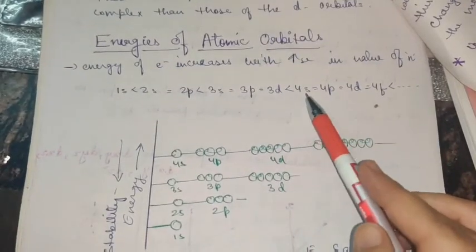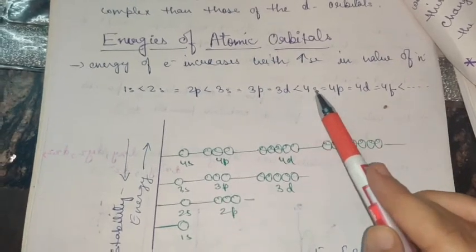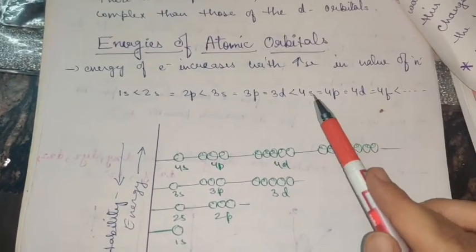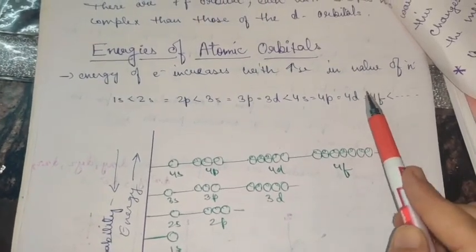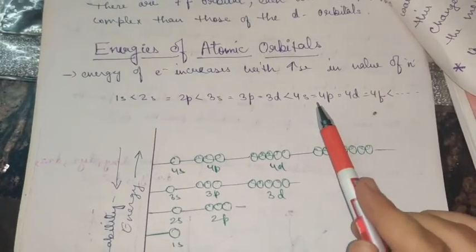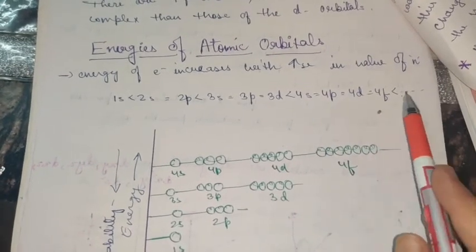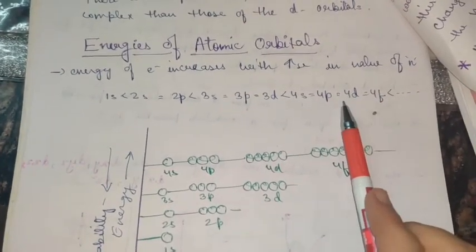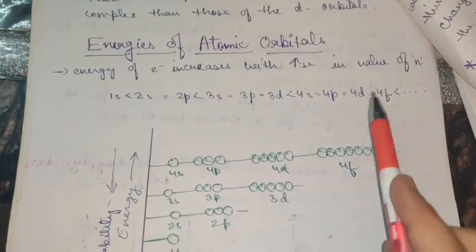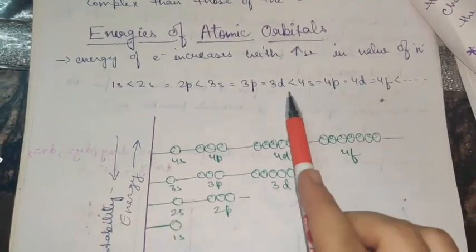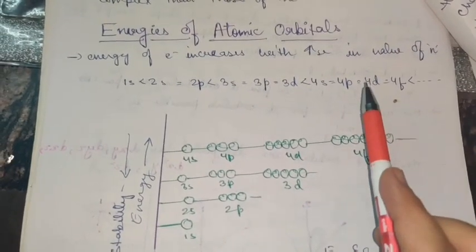In this case, 4s and 4p will have equal energy. Why? Because both have the shell number 4. Similarly, 4s and 4p will have the same energy as 4d, which will have the same energy as 4f. So the energy of an orbit depends upon the orbit number. As the orbit number or shell number increases, the energy also goes on increasing. Shells having the same energy are called degenerate shells. The term degeneracy means having the same energy.